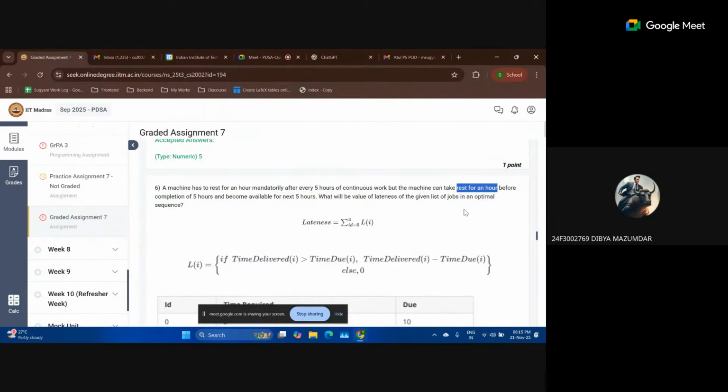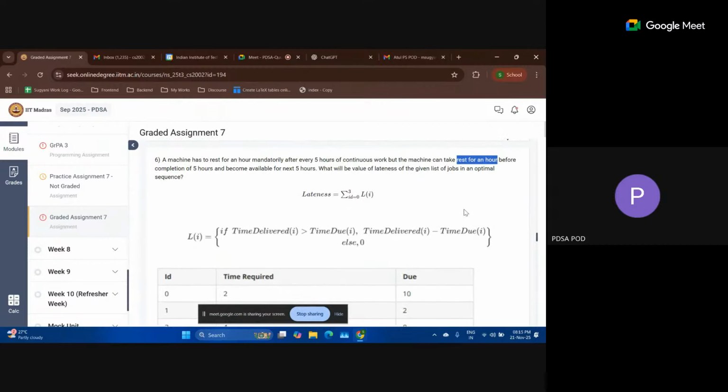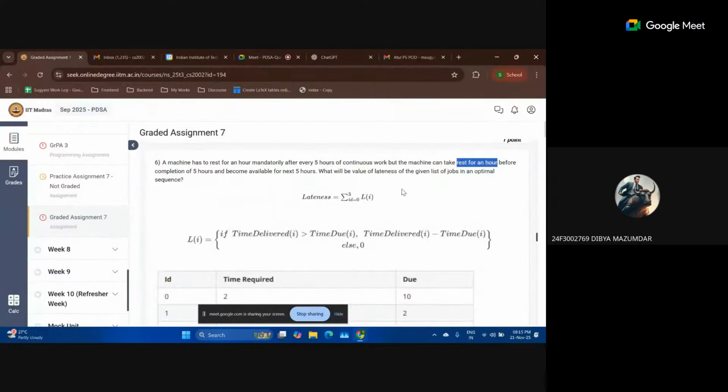Are you not getting the correct answer? Yes, I'm getting it, but which should I choose? See, for 5 hours this time is required. For this particular question, this rest hour of 1 hour is uniform across all the machines, so it doesn't matter whether you take it before or after.